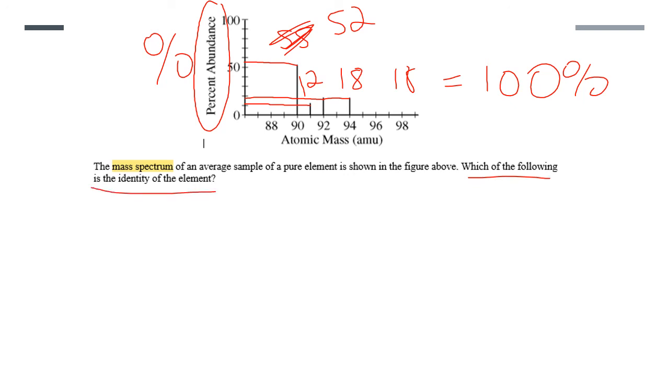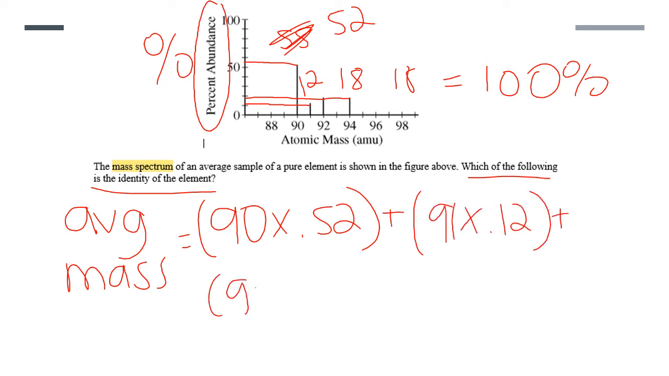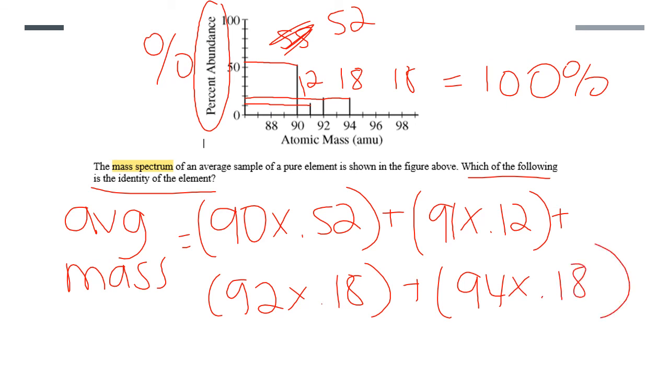Well, I can find the identity of the element by finding the average atomic mass. And then I just go to my periodic table and figure out what it is. And depending on the masses of things around 90, you might not even have to calculate this. But we're going to calculate it just to calculate it. So atomic mass of 90, we said was 0.52%, plus 91 was 12%, plus 92 was 18%, plus 94 was 18%.